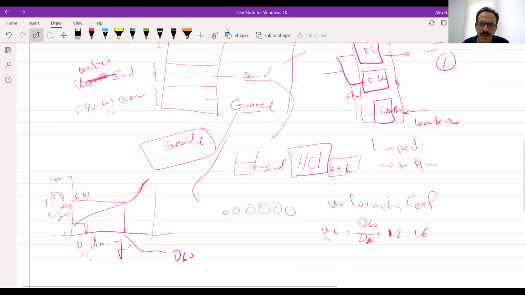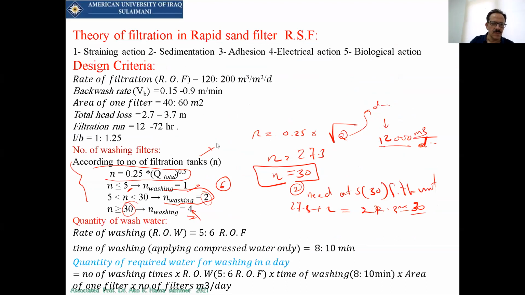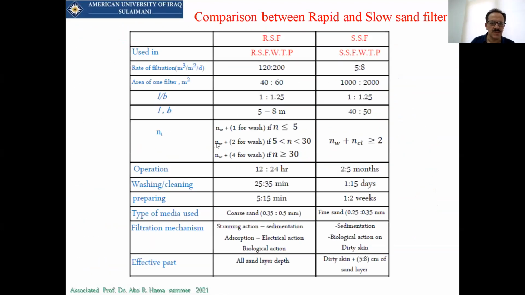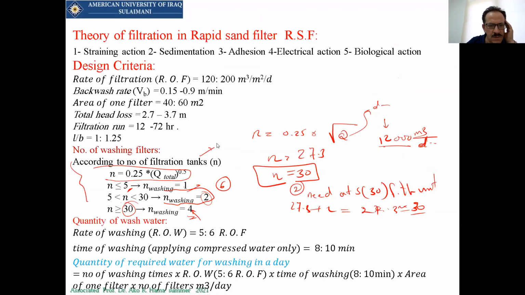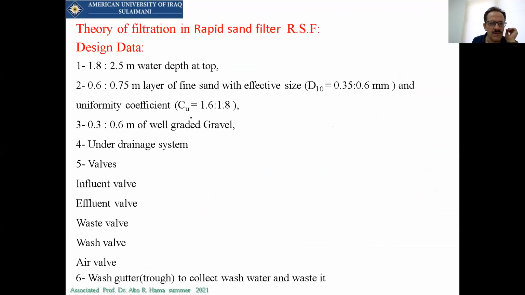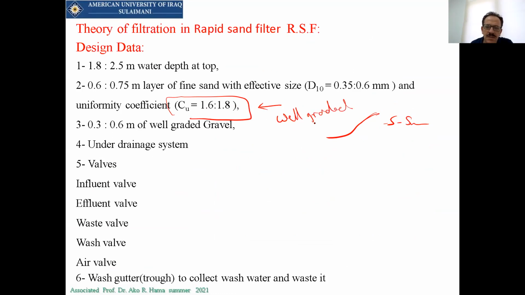And I think we have it here in the filter media. Yeah, this is it: the uniformity coefficient will be between 1.6 and 1.8. It means that this is the shape. It should be an S shape, or well graded. It should be well graded gravel. This is one of the most important points that we have to have.